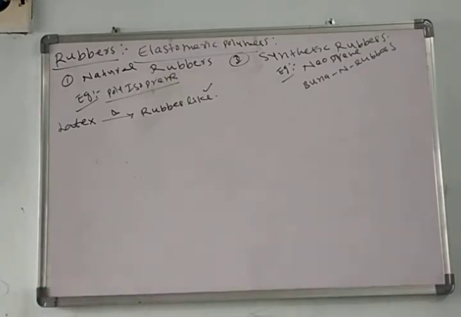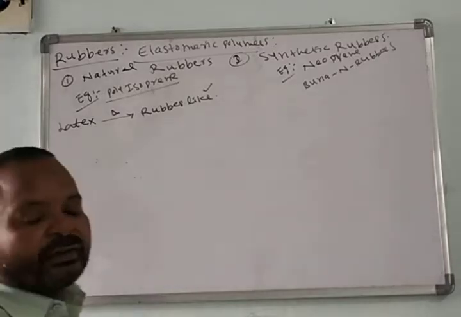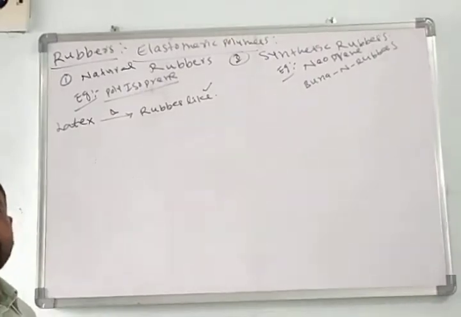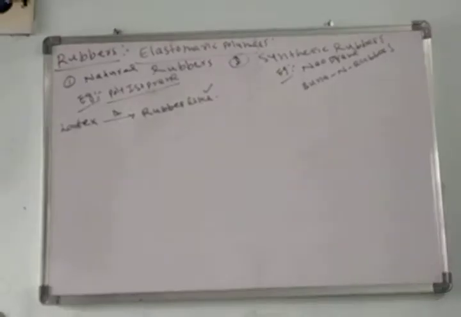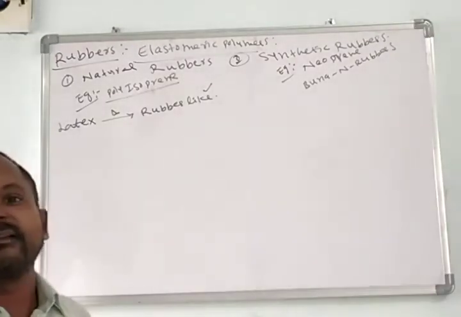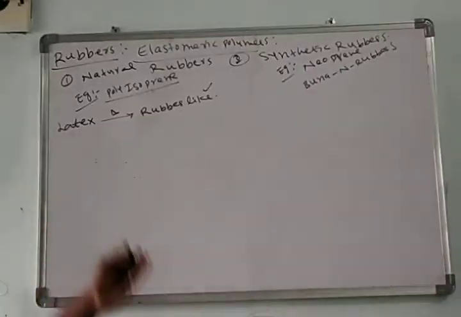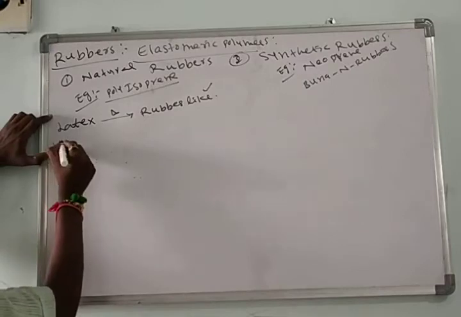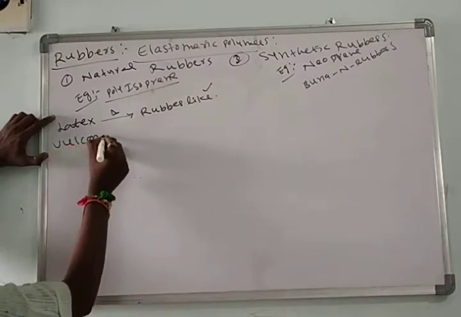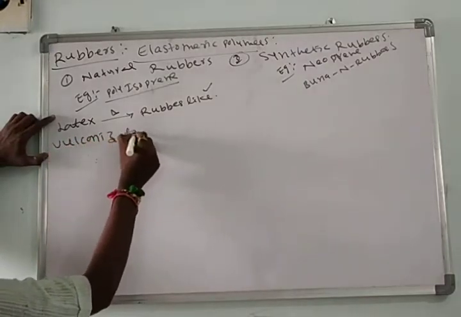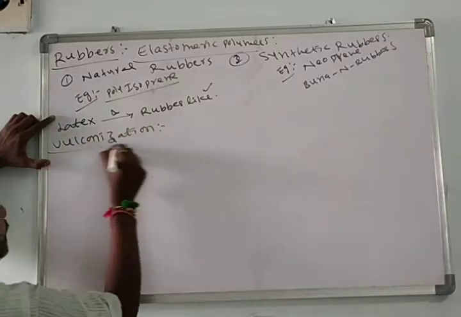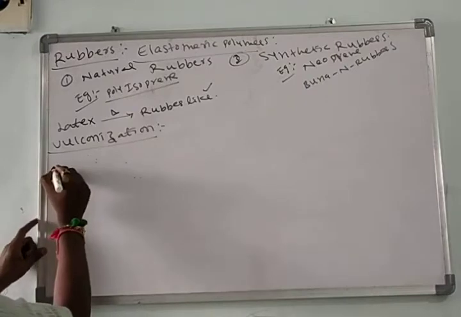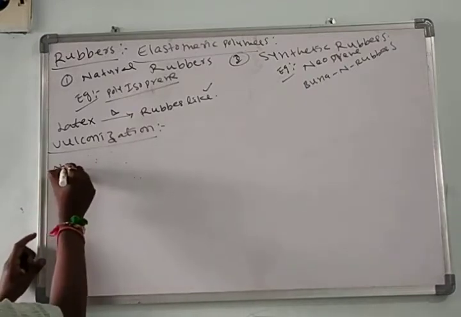That material we call natural rubber. The strength of natural rubber is very low compared to synthetic rubber. The strength, stiffness and properties of natural rubber are increased by one process. That process we call the vulcanization process. What is the vulcanization process?